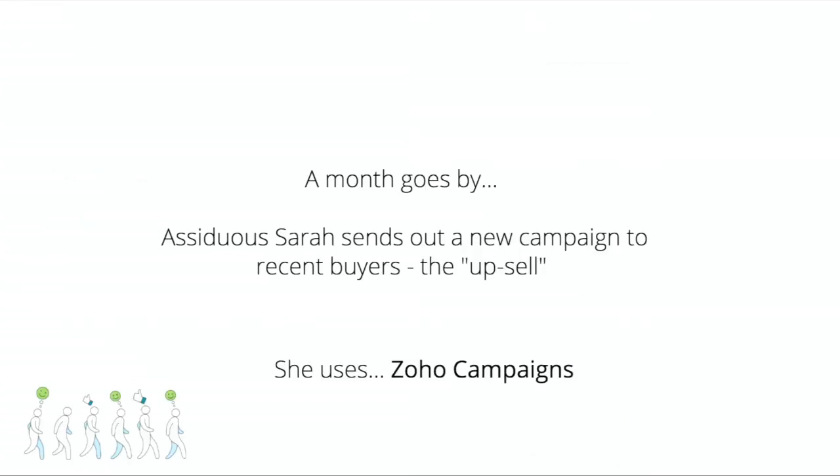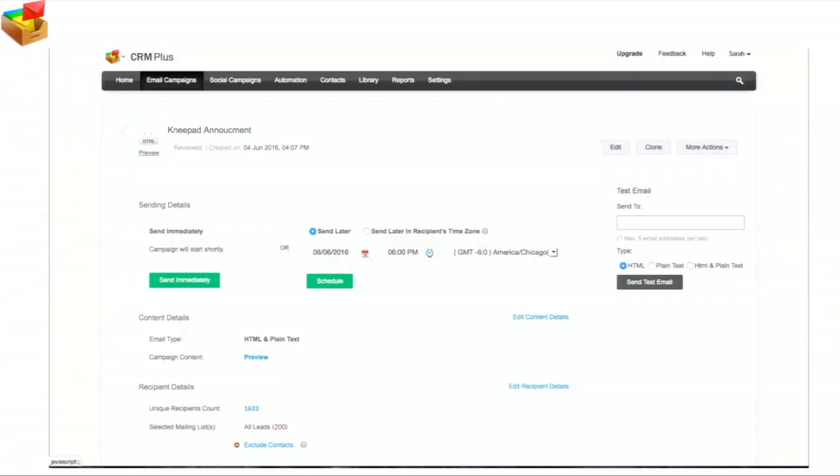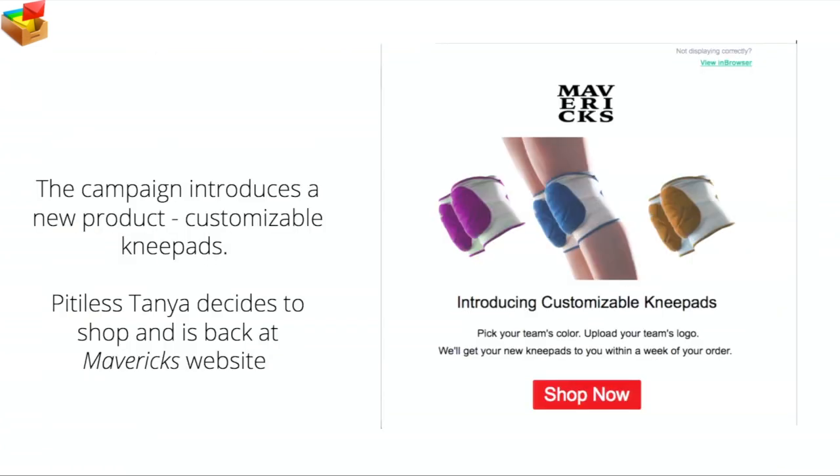So a month goes by. The deal is done. Well, Sarah's not done yet, right? She's a marketing person looking for more things to do. And she realizes that there's some other things she can do. Here are some customers who bought stuff with me. Maybe there are other things that are of interest to them. So she goes back to Zoho Campaigns and starts up a new campaign here. And what's this about? So this campaign introduces a new product, customized Kneepads. And the idea here was you could upload your logo. By the way, there isn't a product like this. This is a mock-up, okay?